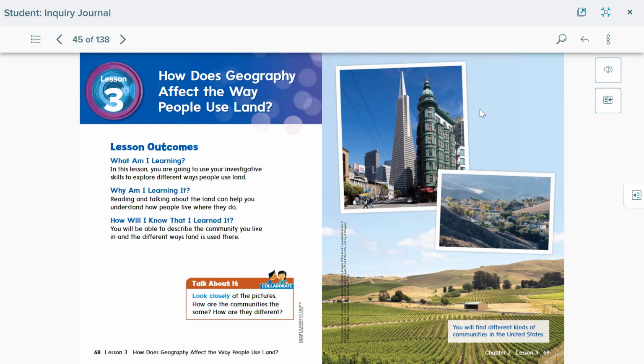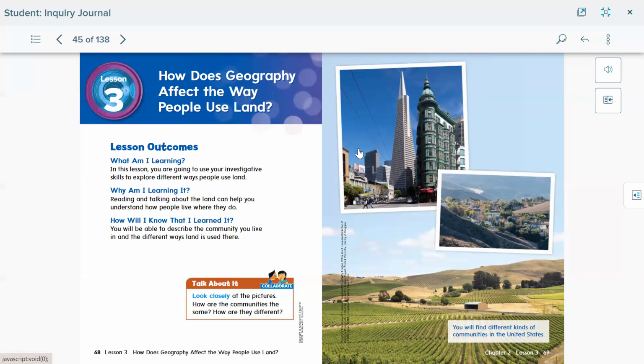We're still in chapter 2, lesson 3 in our Exploring Who We Are book. So please open your book, page 68. Let's remember what we studied. We studied grid maps, we studied about the map tools, and we know that they help us to find locations of places. Today we will be learning about the land, how it helps us to understand how people live and where they do.